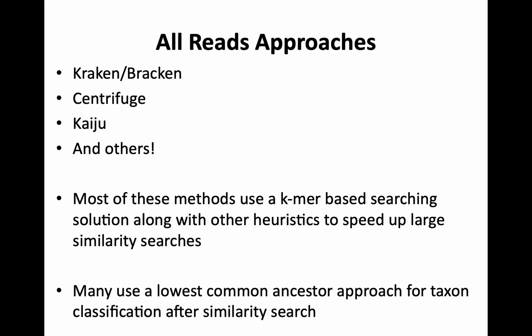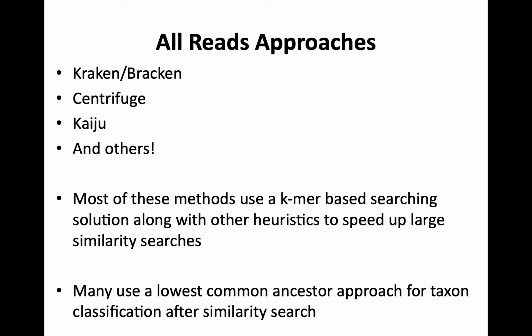Moving to an all reads approach, there are several out there as well. We're going to talk about Kraken and Bracken, but there are many as well, and you'll see that in a couple slides. Centrifuge is also quite popular, Kaiju, and many, many others out there. Most of these use what's called a k-mer-based searching strategy. And so this is where we get to that computational bottleneck. We're not going to throw BLAST at this. It's going to be too slow. So these will use a k-mer-based approach, which I'll explain in a second slide.